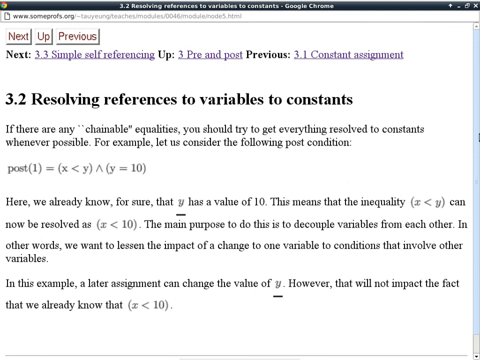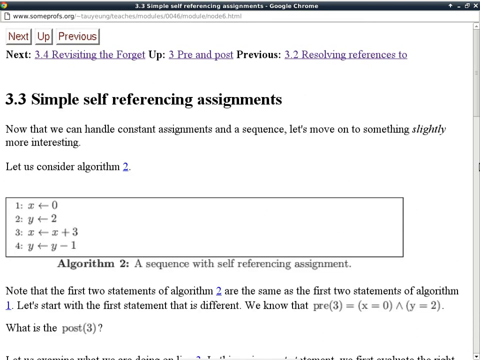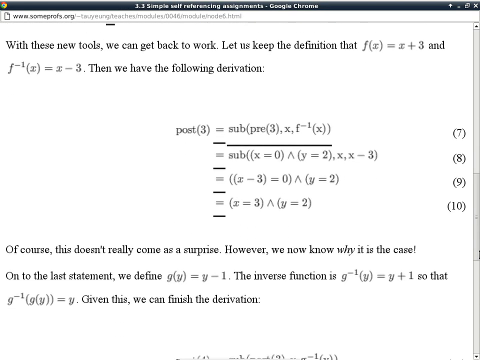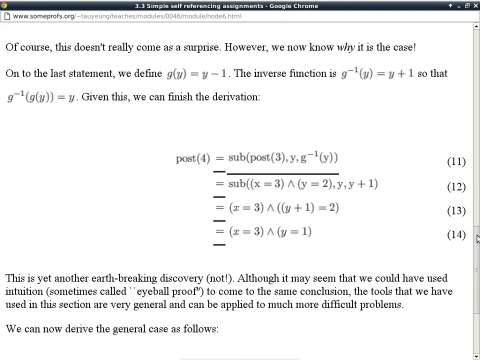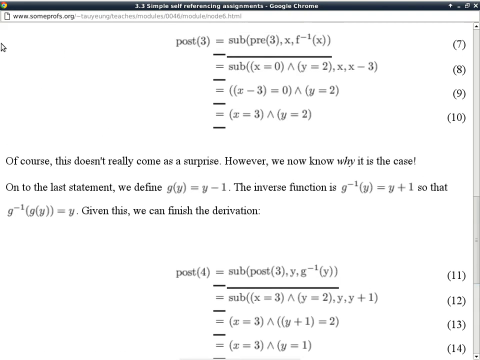And then the next one is assignment statements that refer to itself. So in this case, if you scroll all the way to the bottom of this screen here, you will see the stuff that we just mentioned here, the substitution of the precondition, and we take the variable that is on the left-hand side and we substitute it with the inverse function of the right-hand side. So it's the same stuff that we have talked about, just presented a little bit differently. And that's where we are currently at this point.